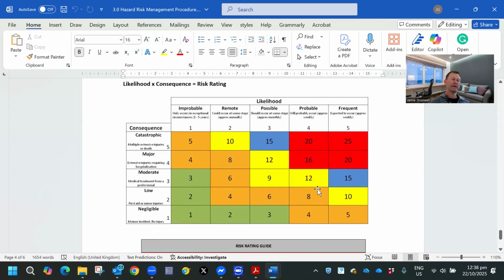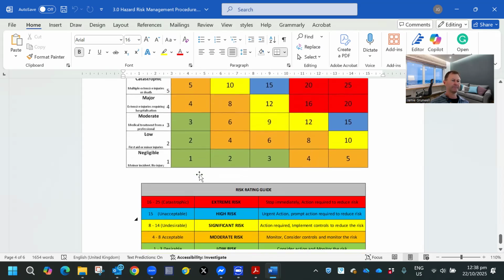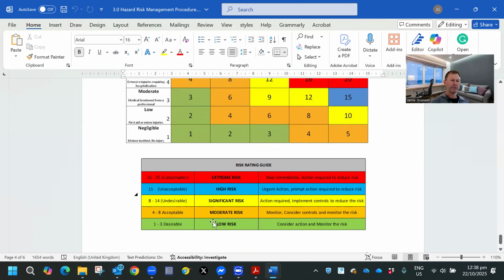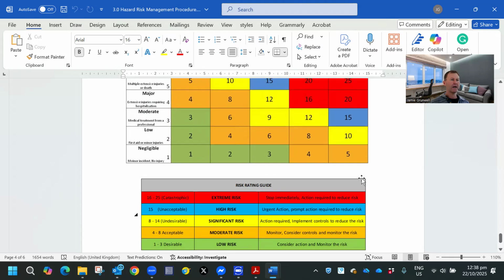So if we're looking at the same hazard, and this is the first time we've heard about it, and the footpath's been there for 10 years, it's probably improbable that it's going to happen again. And it's probably going to be maybe still a moderate injury or a low. Let's say it's a 3 in the green. Green down here is a low risk. Consider action and monitor the risk. So we'll just put that hazard onto our hazard register and we'll just monitor the risk. We'll monitor to see if it happens again. And that's all we need to do.